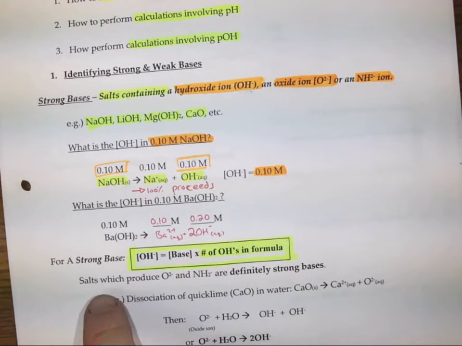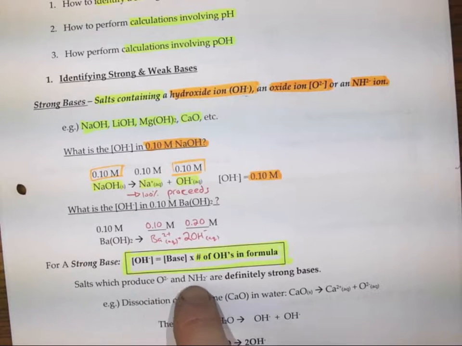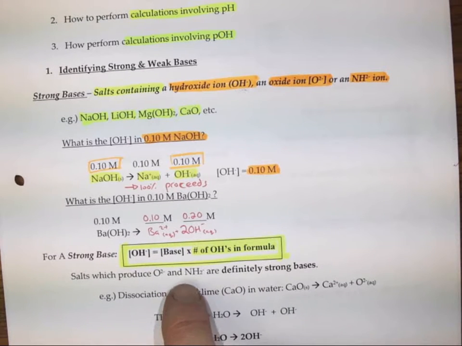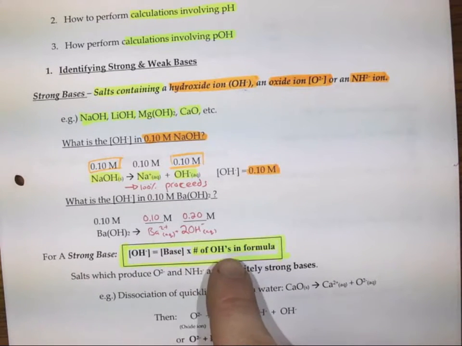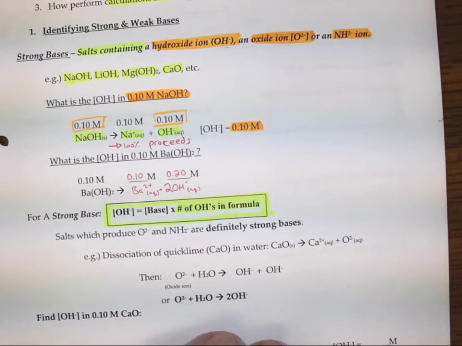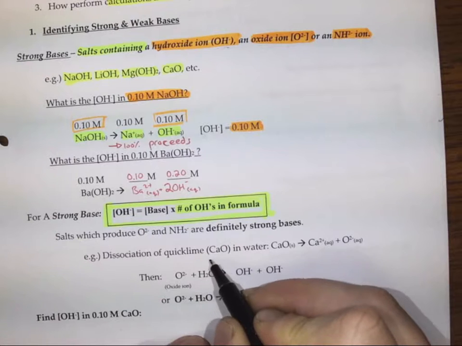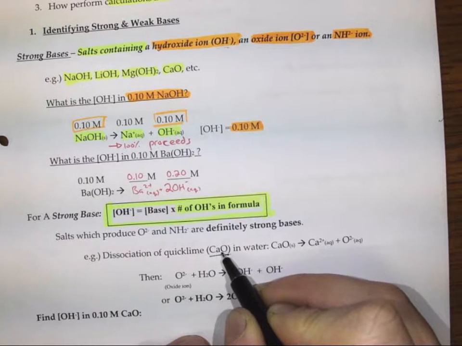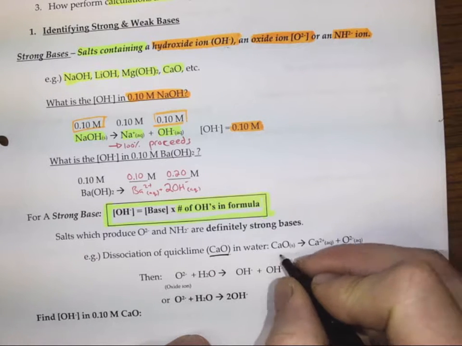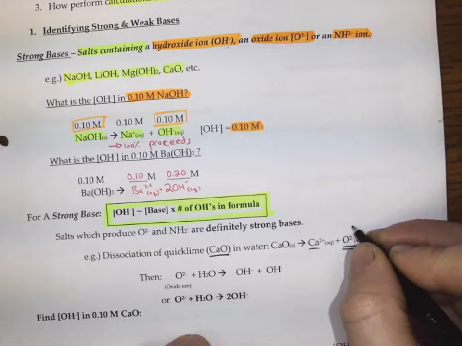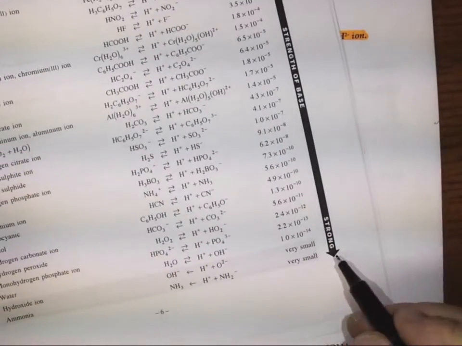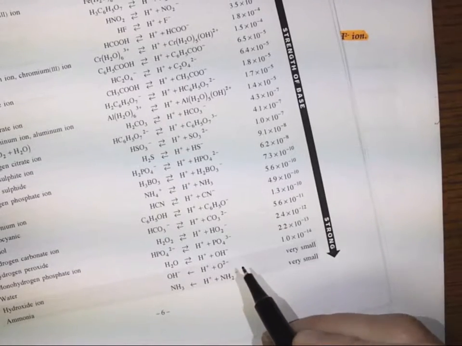Okay. And also salts that produce oxide ions and azide, NH2 negative ions, they also act as strong bases, but they don't produce OH directly. They produce it indirectly. So let's look at how these are produced indirectly. So the first thing we want to think about, if we're putting, say, CaO, calcium oxide, into water, is that it dissociates like normal. And it produces this guy, which is a very strong base.